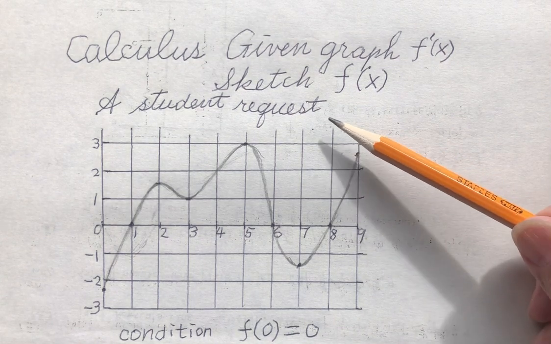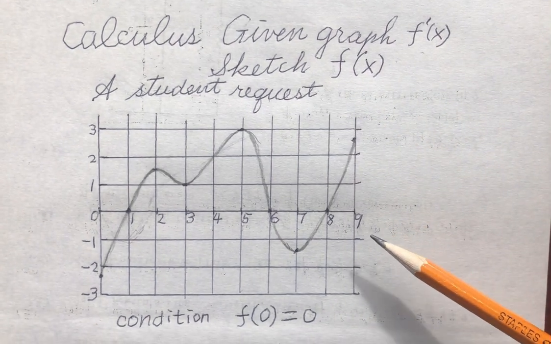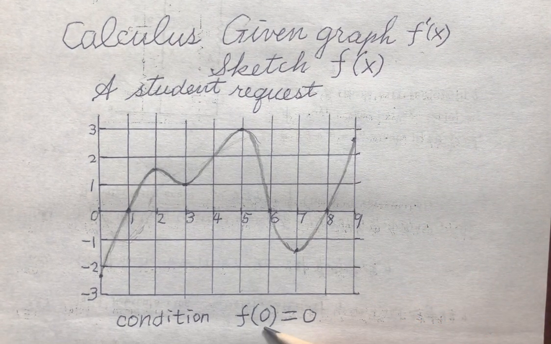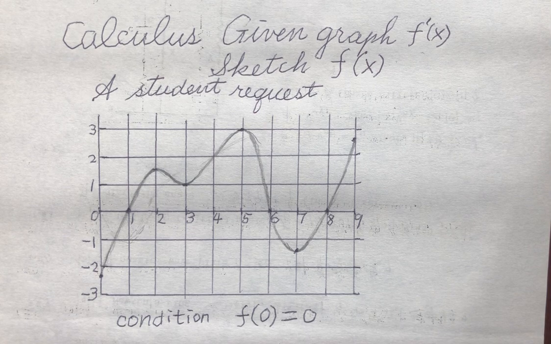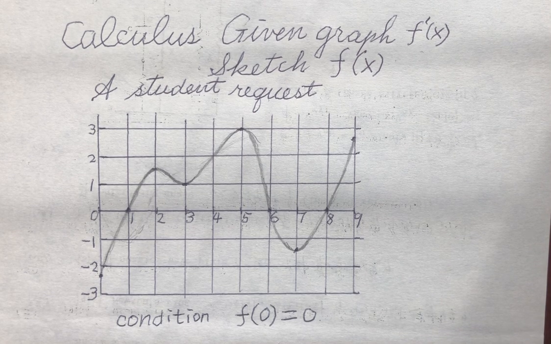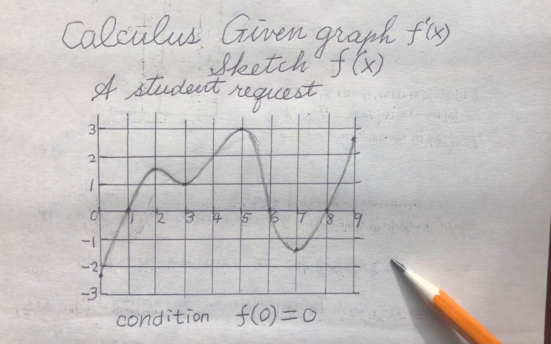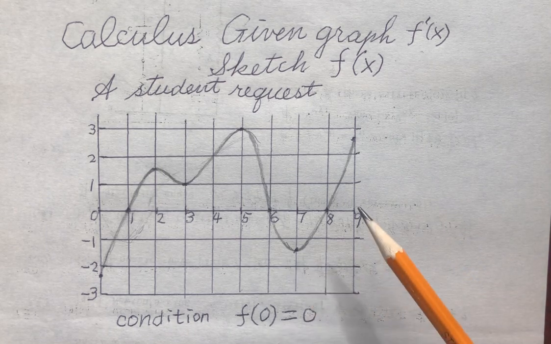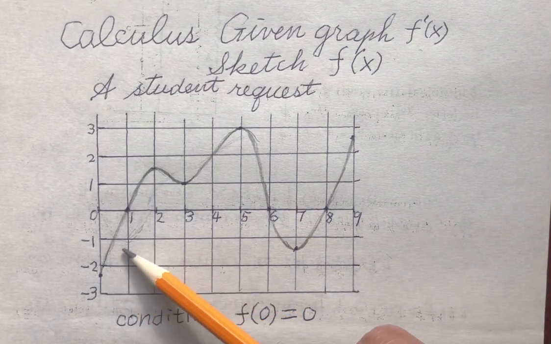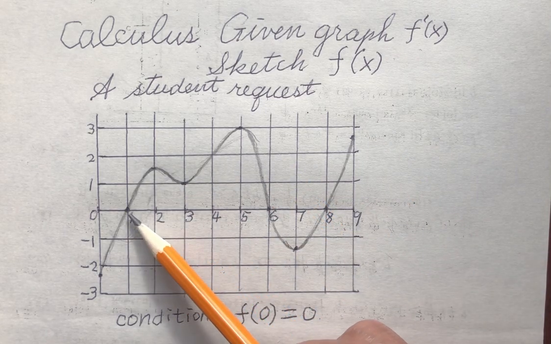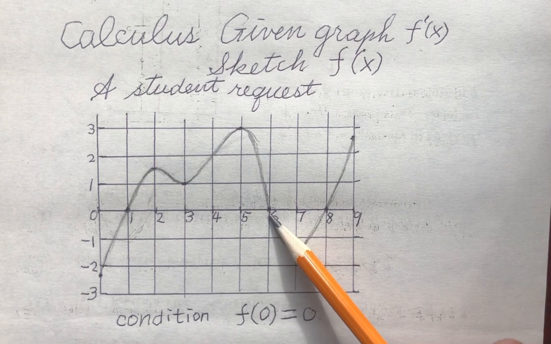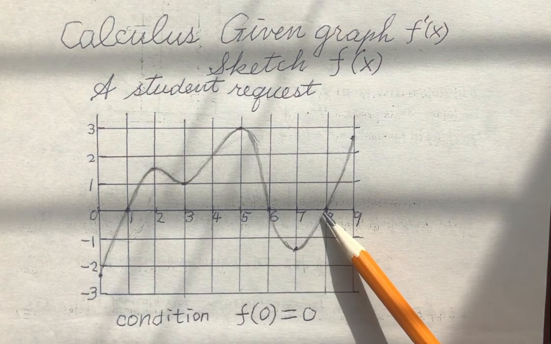This is a request from a student. There is a condition that when x is 0, the original function y is 0. So, how do I graph the original function? Let's see what kind of information I have here. Remember, this is the derivative. The derivative is 0 here, 0 here, and 0 here.